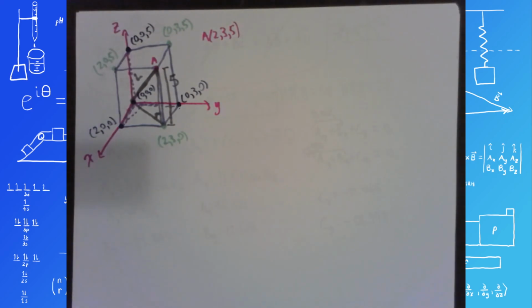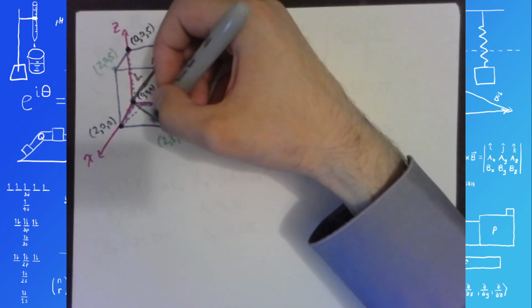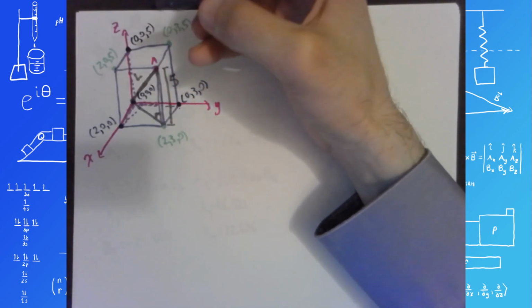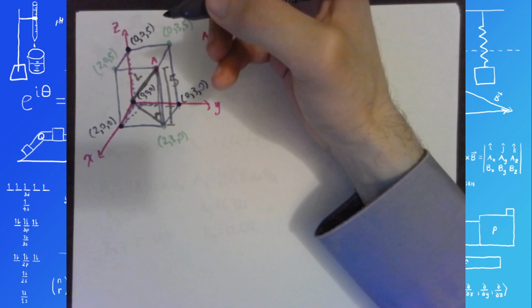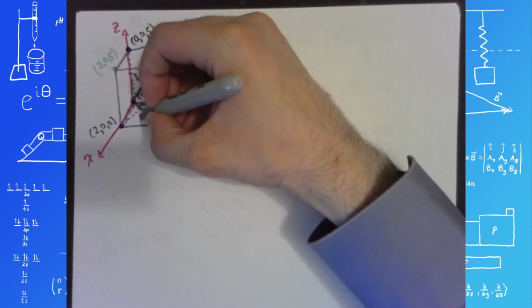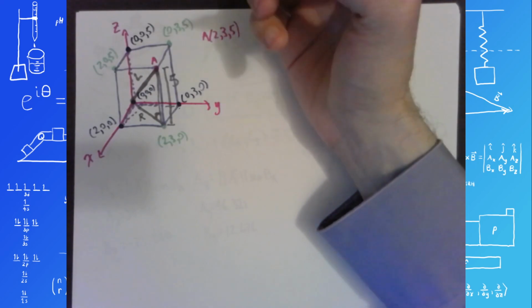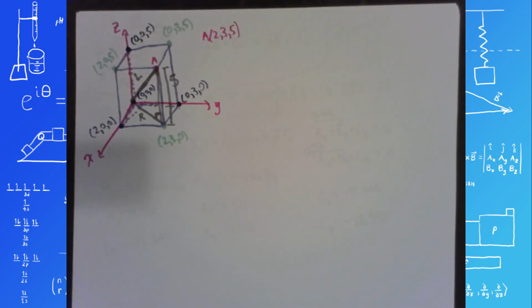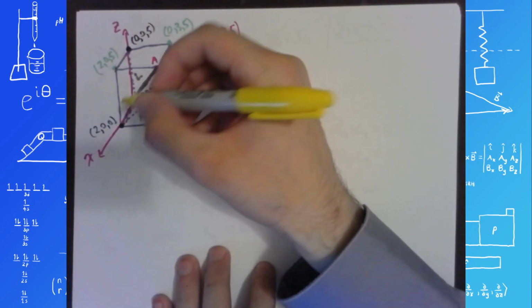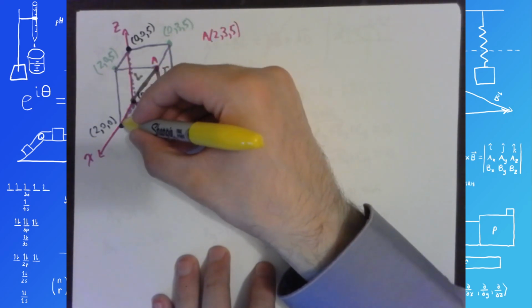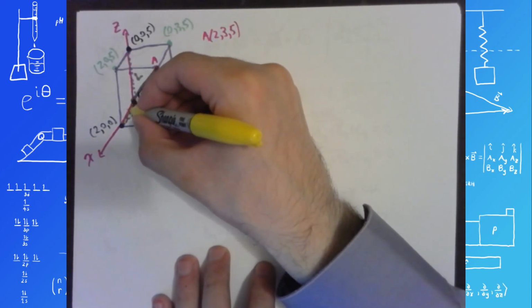Probably not the best color choice here. What about this distance? Well, this distance we don't know yet. I guess I'll call it R. And we can calculate this R by drawing yet another right triangle. So I'll do this actually in the yellow color, since the yellow doesn't overshadow the other colors too much.